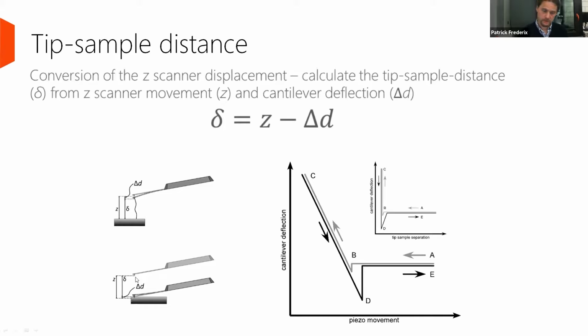For the indentation, exactly the same equation holds. If you indent into a sample, you also subtract the deflection. So if I have my cantilever and with the Z actuator, I push it down by 10 nanometers, and the cantilever is deflected by 4 nanometers, it means that the cantilever indented by 6 nanometers into the sample. So you always take the difference between the Z position and the deflection.